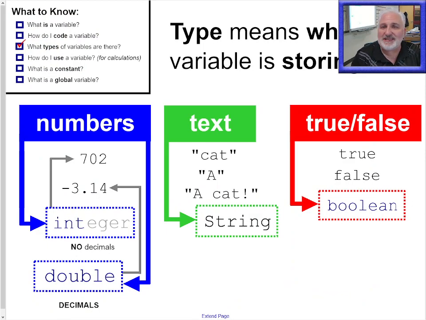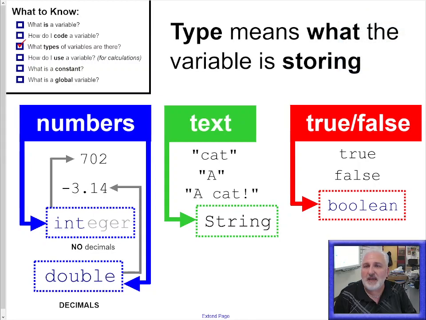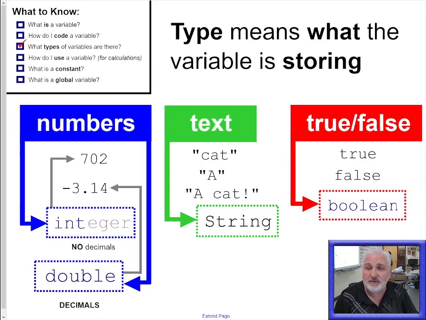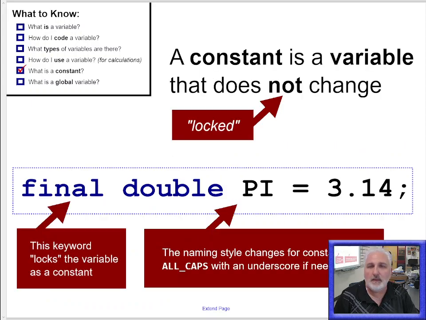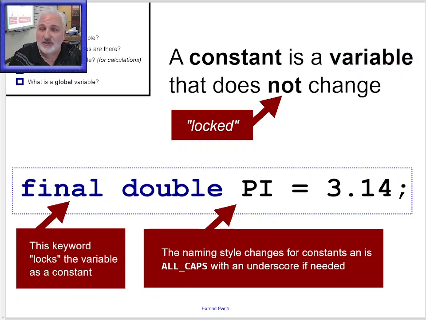Here you can see what types of variables there are. Type meaning what the variable is storing, from numbers to text to true false values. Here you can see how you use variables, how you can assign it, reassign it, use a formula, don't forget your order of operations, and even converting it, parsing it, and casting it from one type to the other. Here you can see a constant in use, right? A constant, a variable that does not change, how it's locked and how it's in place there with that.